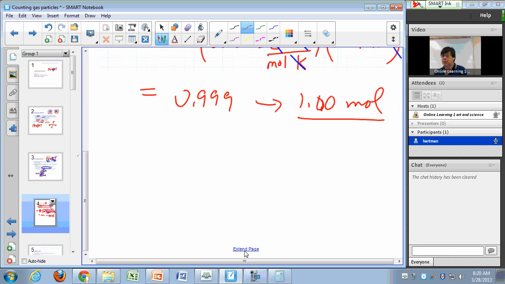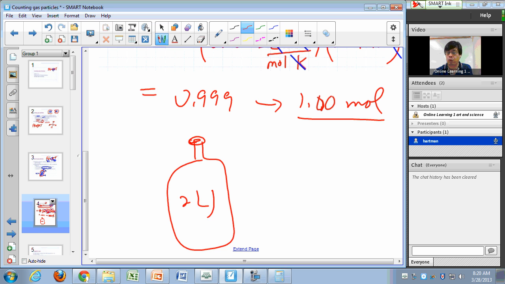So if I were to tell you, here's an empty bottle of soda, a 2-liter bottle of soda that I just bought from Walmart, empty. How many air molecules are in there? Approximately.